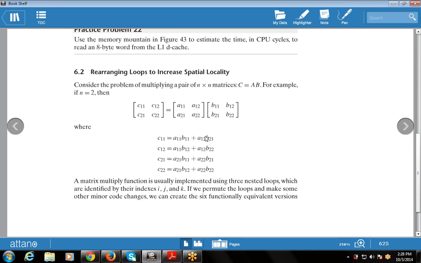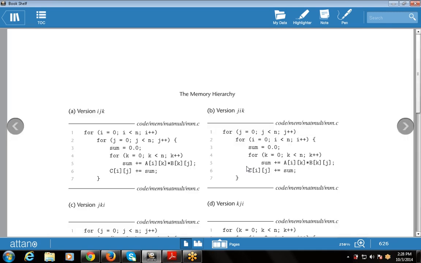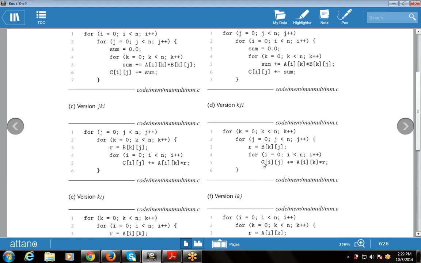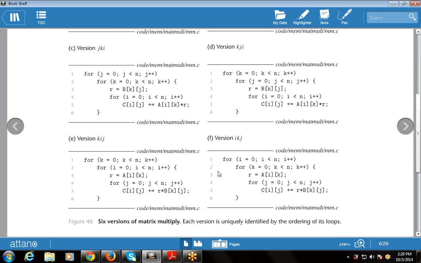Then second row, first column is A21 B11 plus A22 B21. Then second row, second column is A21 B12 plus A22 B22. So these are the rows and these are the columns. First we use first row, first column, then first row, second column, then second row, first column, then second row, second column. This is how to rearrange the loops to increase the spatial locality. This is the example that is used: the 6 versions of the matrix multiplication. These are the 6 versions.